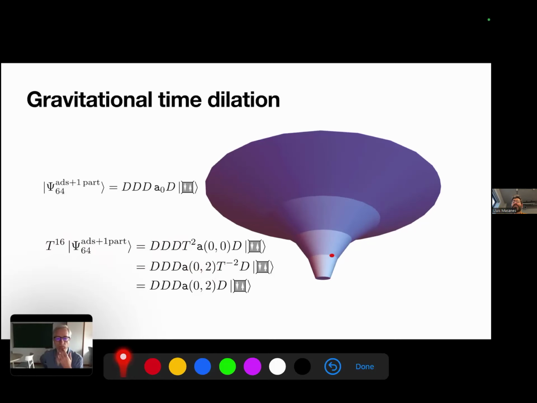So it has this exponential shift that is typical of anti-de Sitter. Anti-de Sitter is defined by this exponential shift of time, at least in these coordinates. So this is just gravitational time dilation.